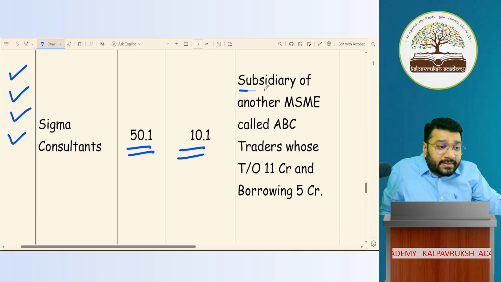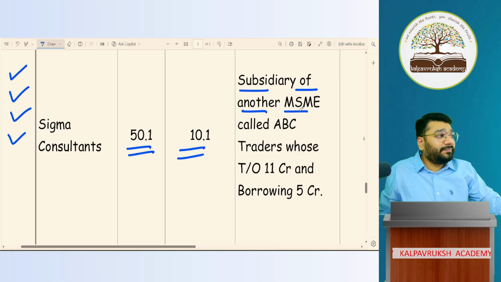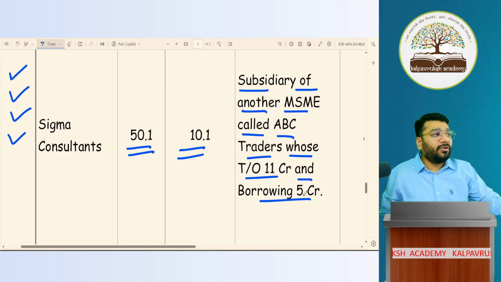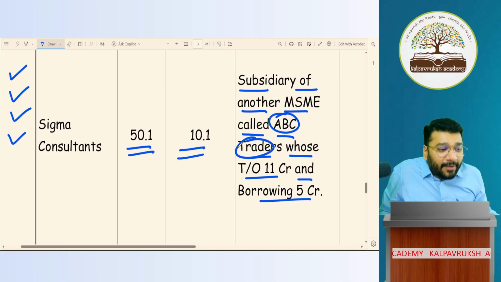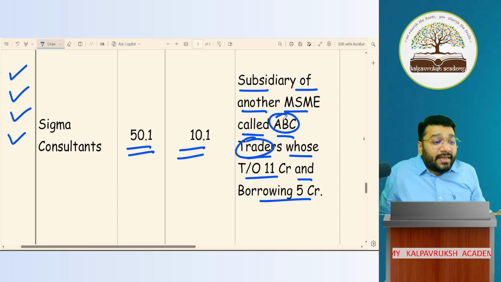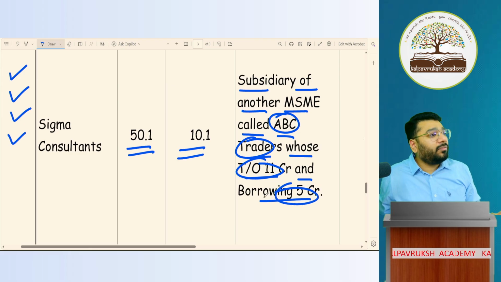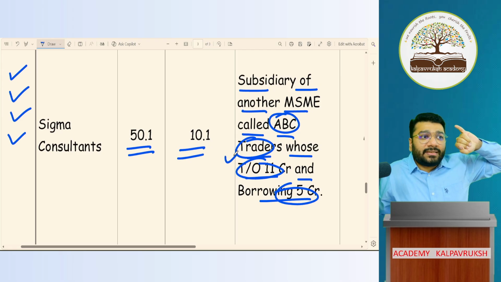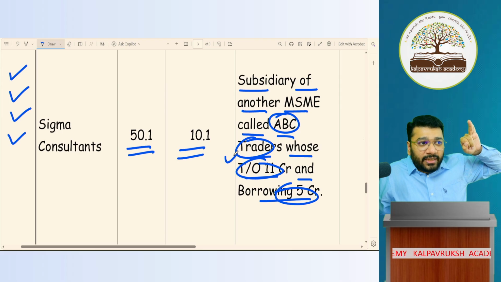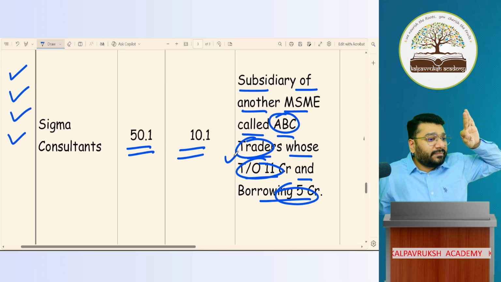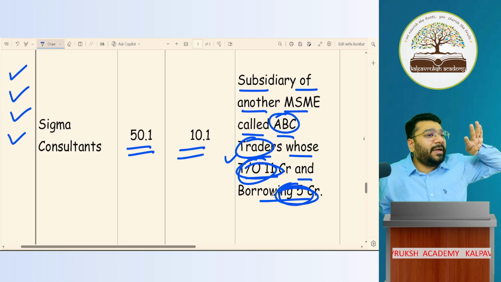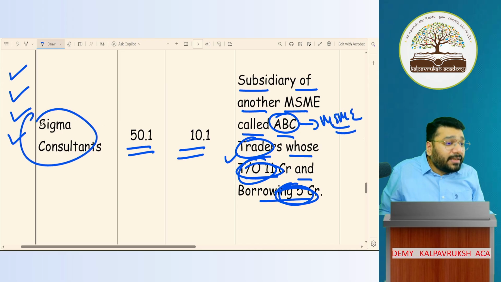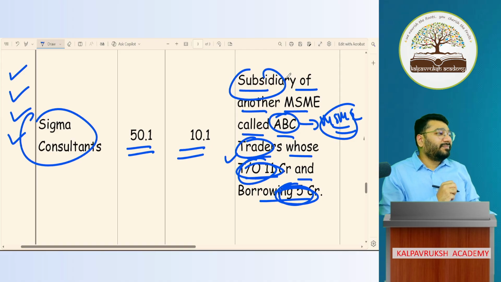Sigma Consultant is a subsidiary of another MSME called ABC Traders, whose turnover is 11 crore and borrowing is 5 crore. So first let's decide whether ABC is MSME or not. ABC's turnover is 11 crore, borrowing 5 crore. Let's assume the other 3 conditions are satisfied, which means ABC Traders is not listed, nor a bank or FI or insurance, nor a holding subsidiary of a large entity. Turnover is within the limit, borrowing also within the limit. So ABC is MSME. Sigma Consultant is a subsidiary of this MSME, so it is not a holding subsidiary of a large entity.